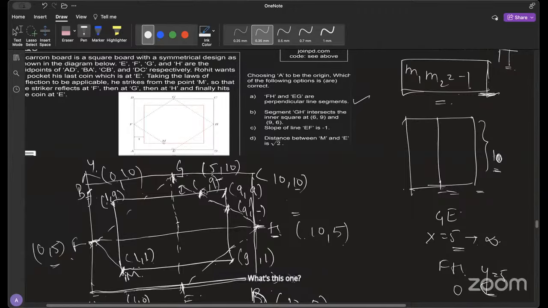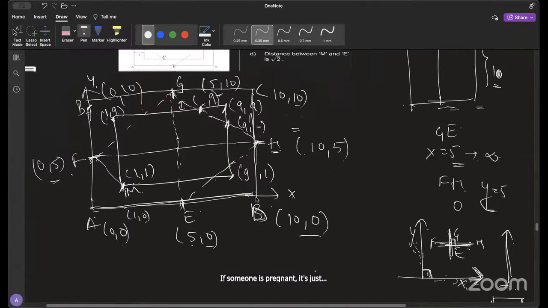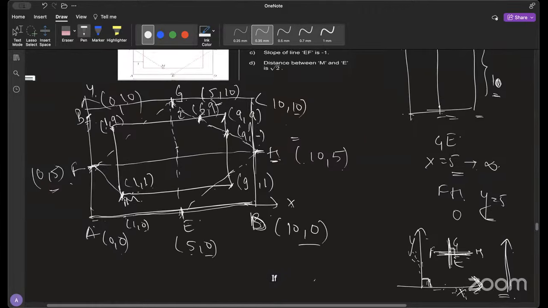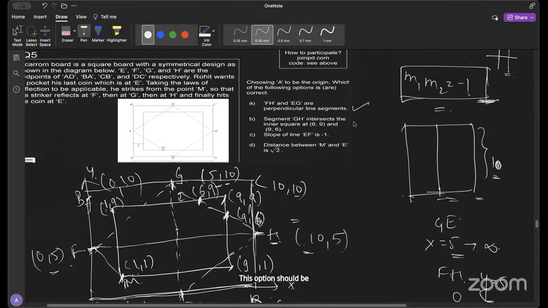If someone is trying, let's just find out the equation. It is going to be 6. If someone has a doubt in how to find the equation of this line, we already have been given 2 points. We can do that here too. Yes, ma'am, we can easily do it. It's not that difficult. You can find it on your own. Equation of GH. And then this is 9,6, I guess. This option should be correct then.